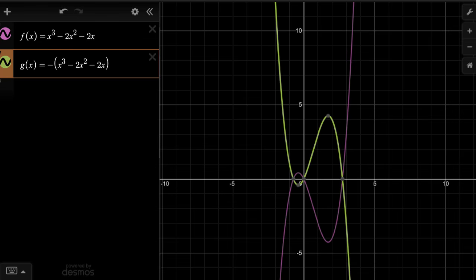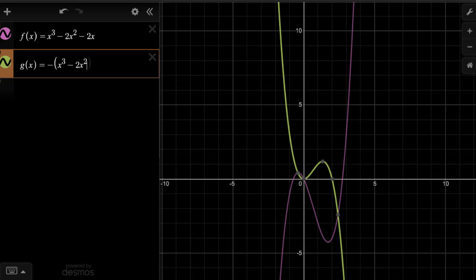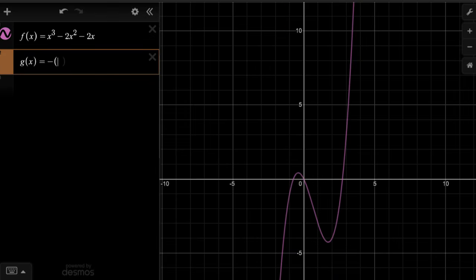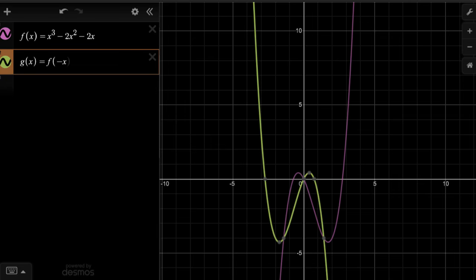Now, what if we wanted to flip it over the y-axis? Well, then instead of putting a negative on the entire expression, what we want to do is replace our x's with a negative x. So you could do it like this. You could say that that's going to be f of negative x. And that has the effect of everywhere you saw an x before, you replace it with a negative x. And notice, it did exactly what we expect. It flipped it over the y-axis.